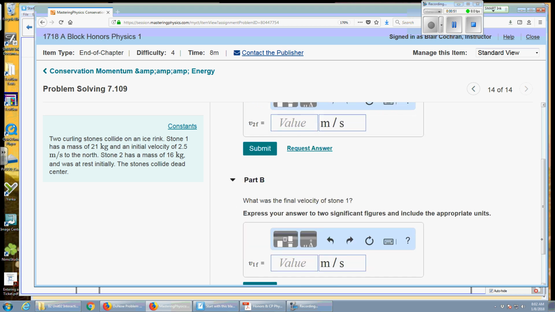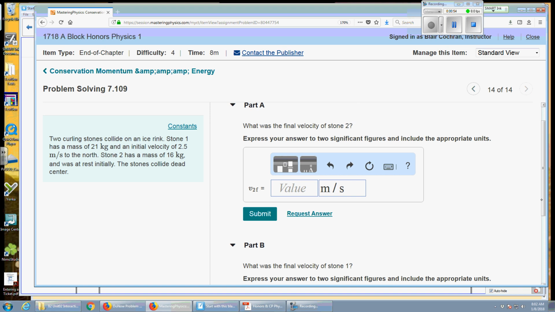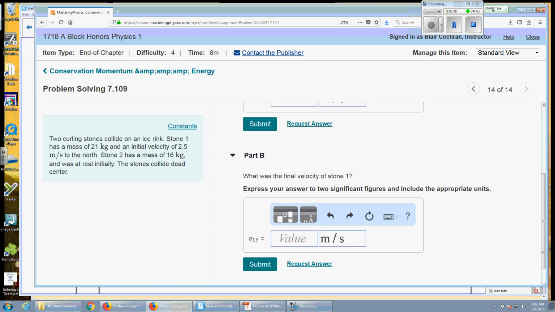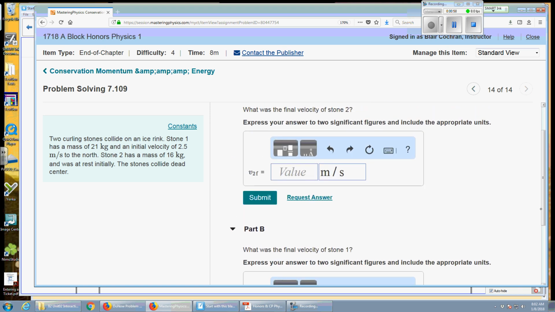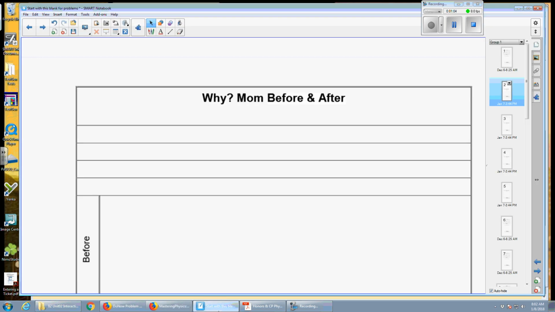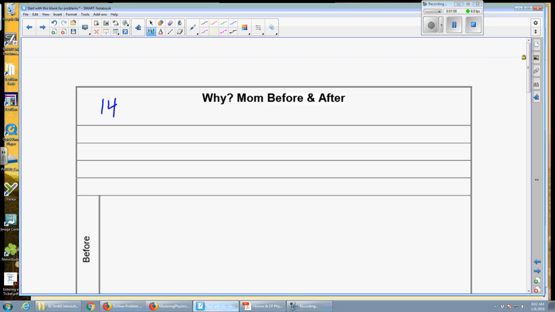They want to know the velocity of the two stones. Be careful, part A is for stone 2, and part B is for stone 1. I would have put them the reverse, but just make sure you're always careful of that stuff. All right, so this is number 14, right?